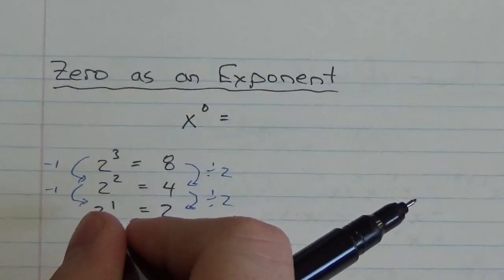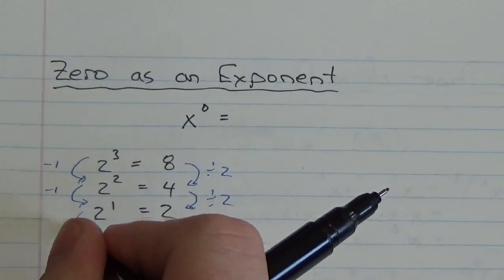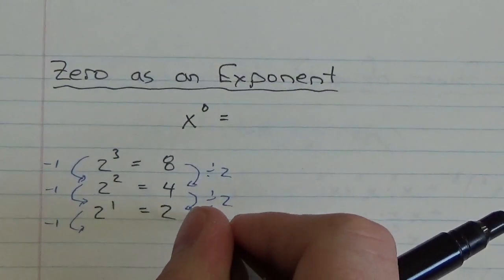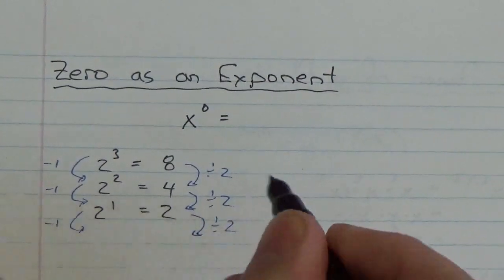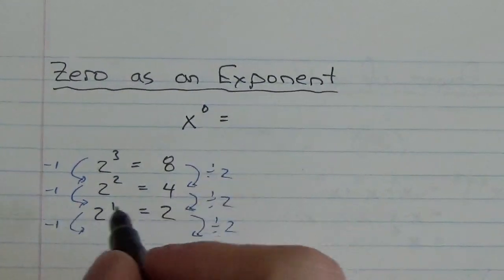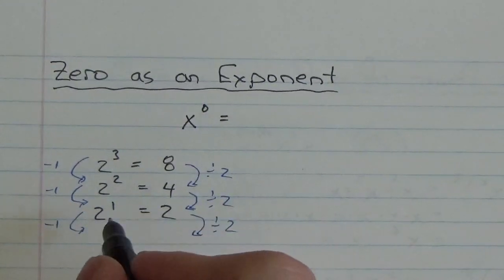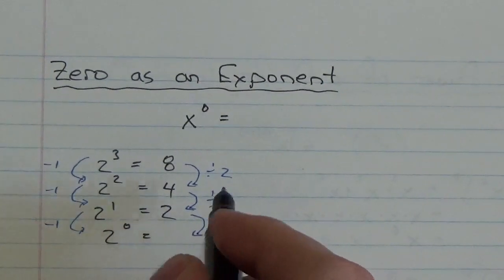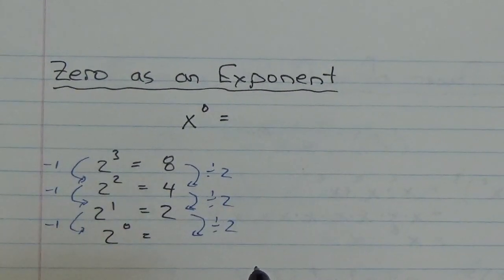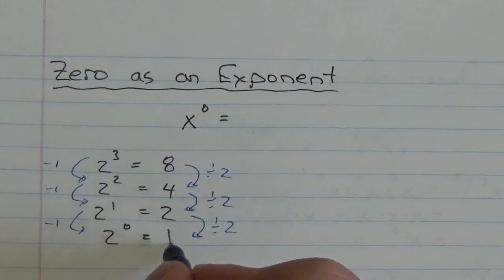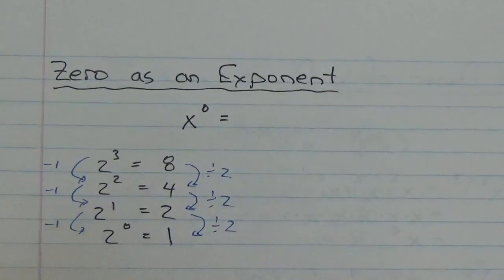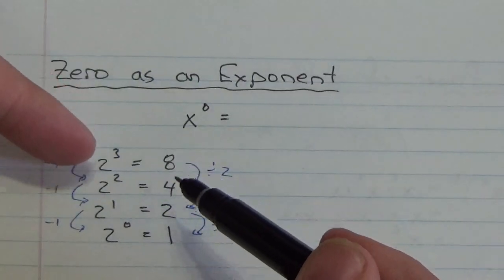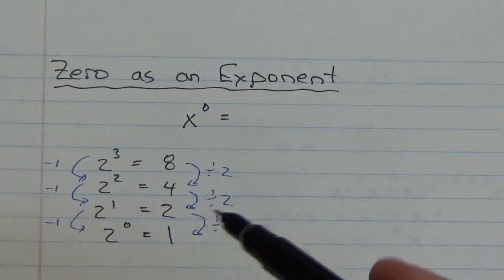So now I want to extend this one step further. I'm simply going to subtract 1 from the exponent, and when I do that, I'm going to divide by 2. So when you subtract 1 from the exponent, that's going to leave you with 2 to the 0. When you divide by 2 on this side, that's going to leave you with 1. So 2 to the 0 is equal to 1. It has to be like that so that this particular pattern holds.